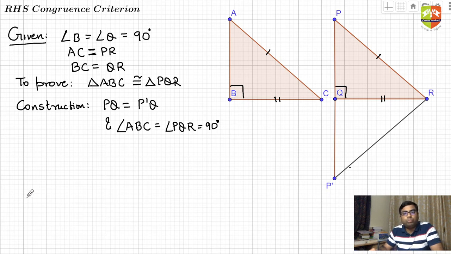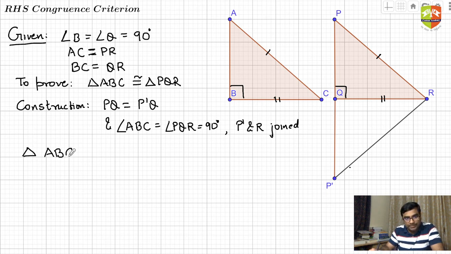Okay, so this is something which we did. Now, join what? Join P dash R. P dash and R joined. Right, so this is what we have done. Now we will again compare, like we did in SSS criteria, triangle ABC and triangle P dash QR. Let's observe these two triangles, this one here and P dash QR.